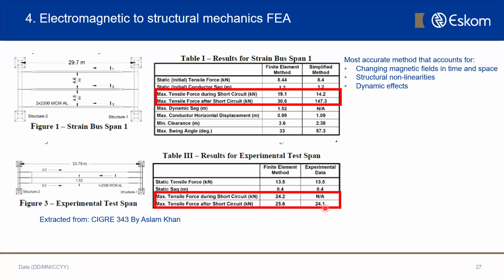And in this case, I think most of us don't know how to do electromagnetic FEA. We'll either have to learn it, or we'll need to find an electrical engineer that can assist us. The key thing about this is that it accounts for all of the effects, including the changes in magnetic fields in time and space. It accounts for your structural nonlinearities as well as your dynamic effects directly.